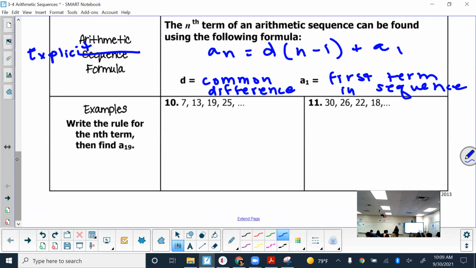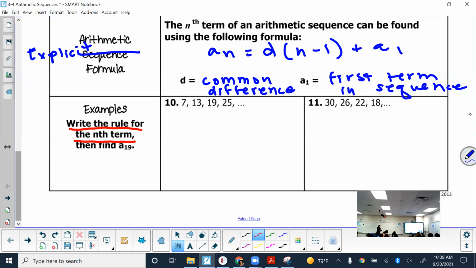All right, so it says that this formula can help you find the nth term. So if I wanted to find the 100th term, that means I'm replacing the n with 100, or whatever term they tell me to find. So in these examples down here, that's really good practice. We are going to write the rule for the nth term. So plug in D and the A sub 1.